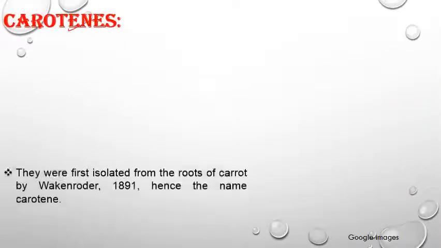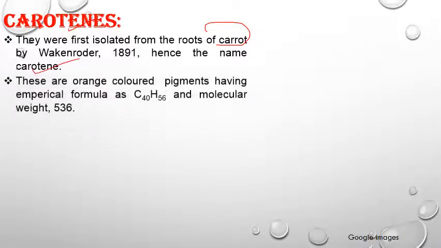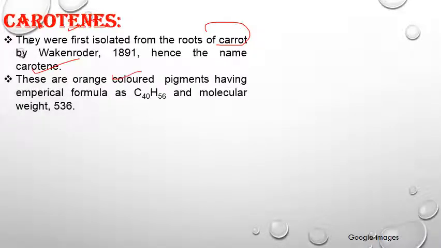Next, carotenes. They were first isolated from the roots of carrots, which is why they are known as carotenes. They were first isolated by Wackenroder in 1891, hence they are named carotenes. These are orange color pigments having the empirical formula C40H56 and molecular weight 536 Dalton.